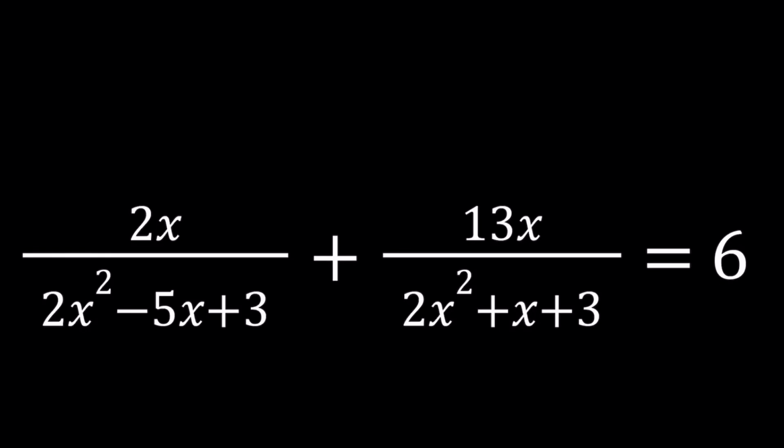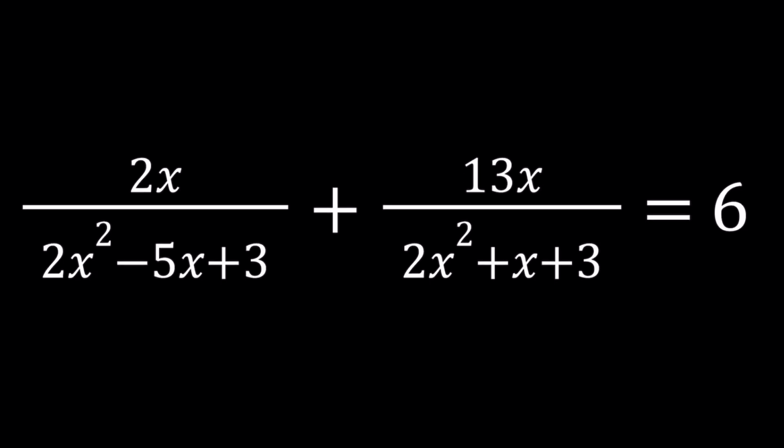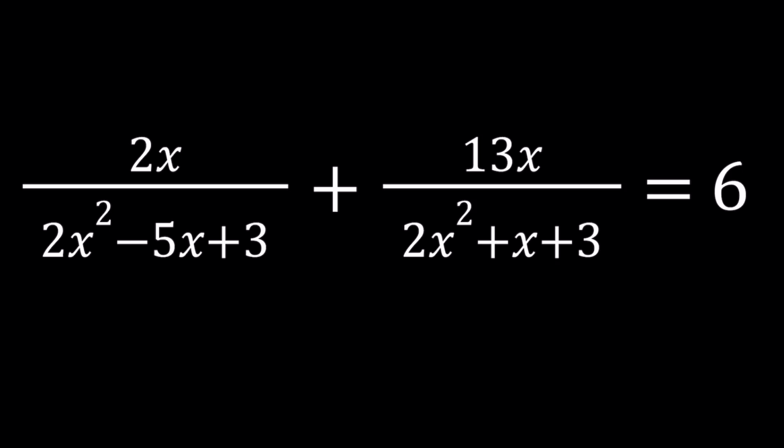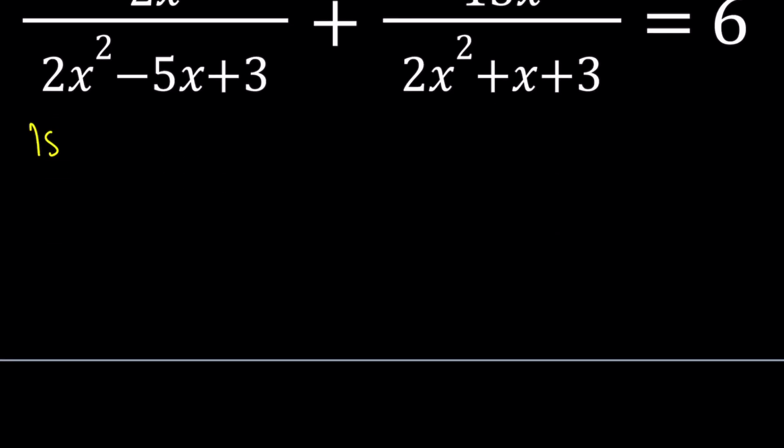Hello everyone. In this video we're going to be solving a rational equation. We have the following equation: 2x divided by 2x squared minus 5x plus 3, and 13x divided by 2x squared plus x plus 3, and their sum is equal to 6, and we're going to be solving for x values. I'll be presenting two methods, and the first method will be a little painful, so bear with me on that, okay? So first method, I'm going to make a common denominator.